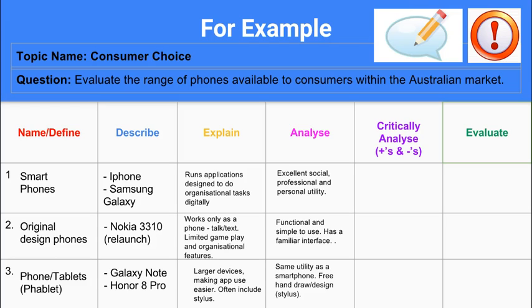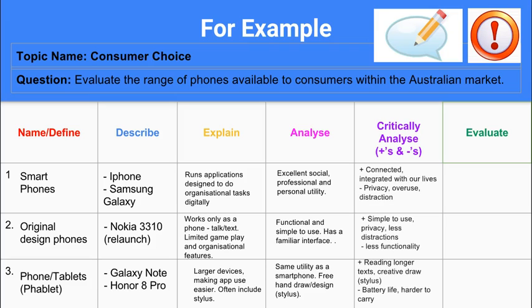That actually maybe smartphones are really professional and can be useful at organising our personal lives. The original design phones are maybe just quite simple for people who maybe don't like the extra detail in the smartphones. And that phablets have that, I suppose, more creative aspect to them. Now critically analyse each of these categories by adding positives and negatives.